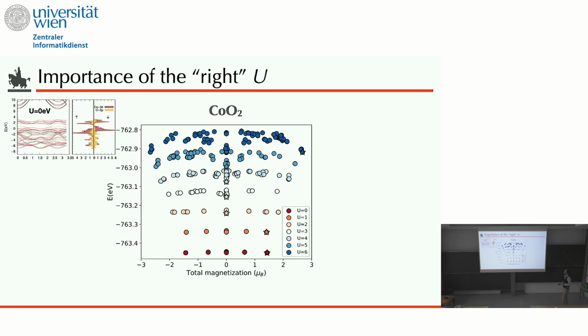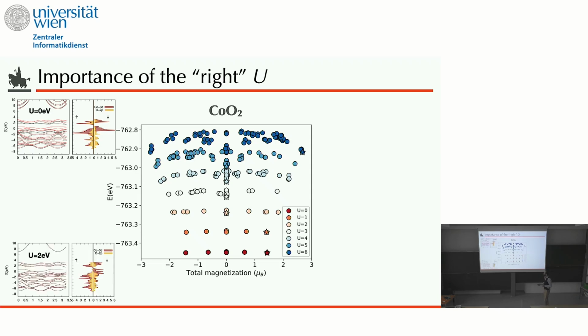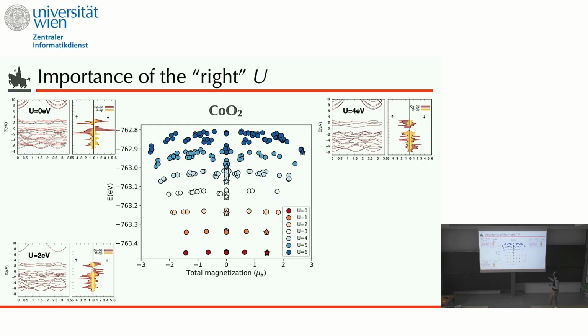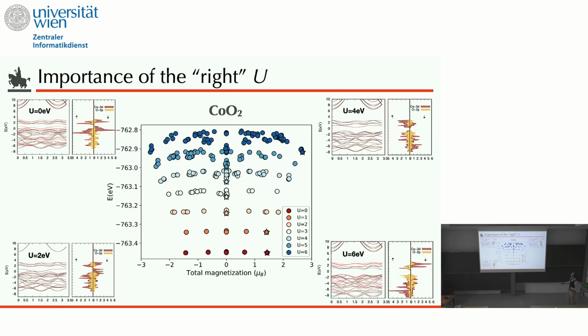And even worse, actually, at U equal to 0 it is a ferromagnetic metal. At U equal to 2 it is an antiferromagnetic metal. At U equal to 4, it's an antiferromagnetic insulator, and U equal to 6 is a ferromagnetic insulator. So you get all possibilities. So you need to select this U properly. And so that's why we use the linear response approach.